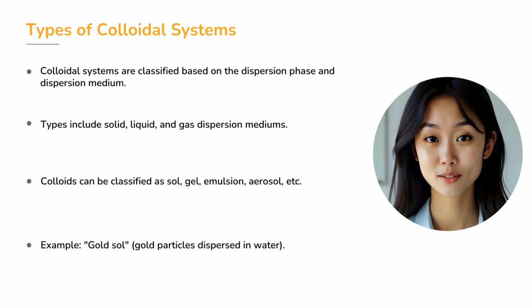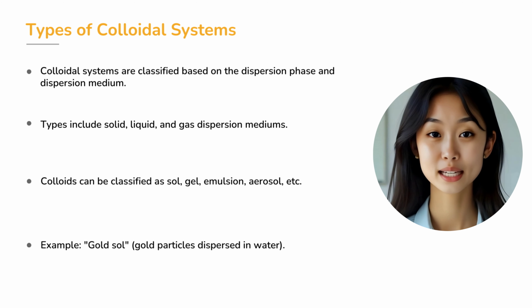For instance, we have sols, which are colloids where solid particles are dispersed in a liquid, think of a paint or ink. Then there are gels, where the solid phase is the medium itself, giving us that jelly-like consistency, like in gelatin. What's interesting here is that colloidal systems, whether solid, liquid, or gas, are defined by their unique ability to not settle under gravity, which makes them quite different from suspensions. Have you ever wondered what gives the paint that smooth, even texture? Well, it's the colloidal particles suspended in it.